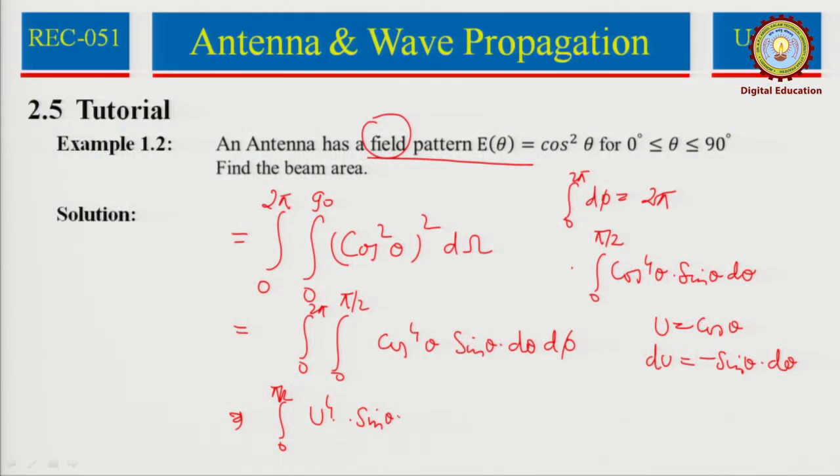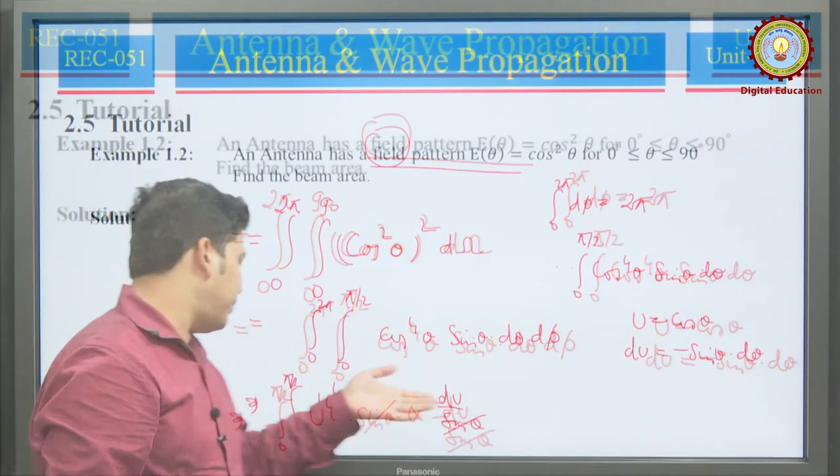and what is the value of d theta? du divided by minus sin theta. So, this sin theta and that sin theta cancel out, into minus du. Now, you can do it easily, u to the power 4 du is nothing but u to the power 5 divided by 5, and the minus sign came.